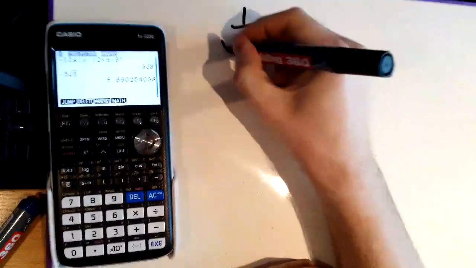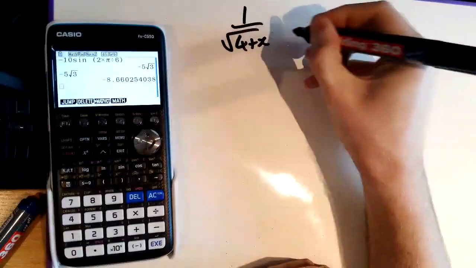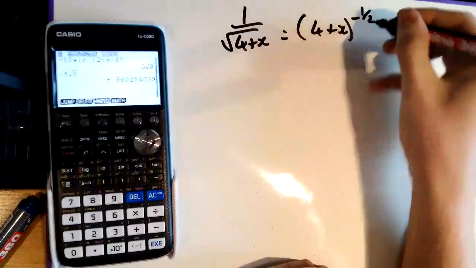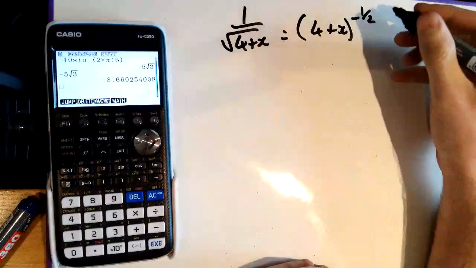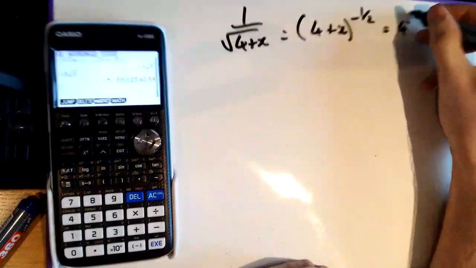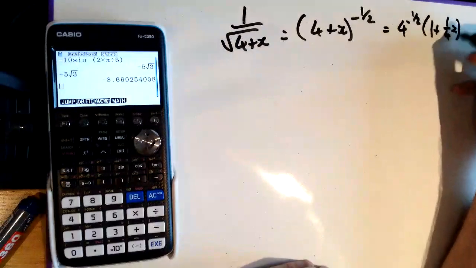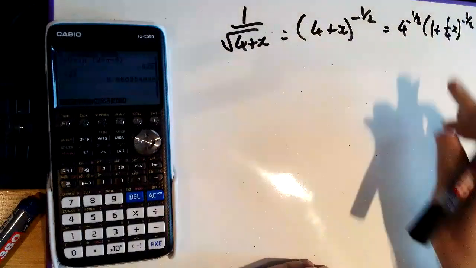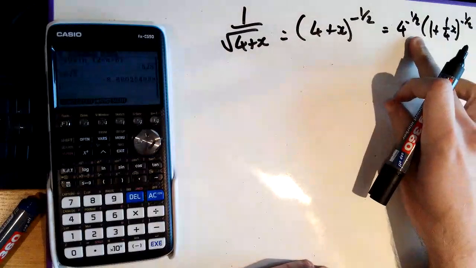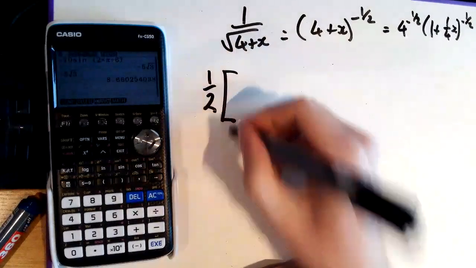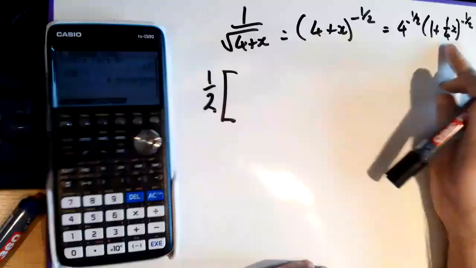Binomial expansion up to x cubed of 1 over root 4 plus x. Well, straight away I can write this as 4 plus x to the minus a half. I can take out the 4 because I need a 1 at the front. So I get 4 to the minus a half, 1 plus a quarter x, to the minus a half. Okay, so 4 to the minus a half gives me just a half. And then I'm going to do binomial on this bracket here.